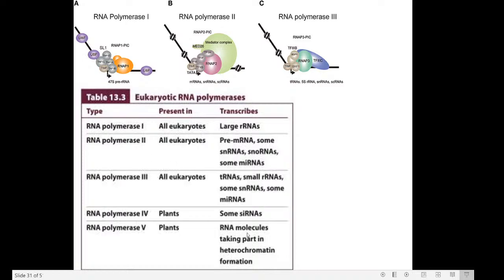Okay, RNA polymerases 1, 2, 3 are present in eukaryotes; polymerase 4 and 5 are present in plants alone. This is another thing. Polymerase 4 and 5 are present only in plants. Polymerase 4 helps to transcribe siRNA. Polymerase 5 helps to transcribe RNA molecules that take part in heterochromatin formation.